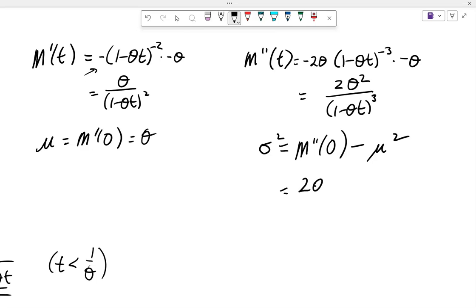Two theta squared, good. The mean was theta, so we get theta squared, and we just end up with theta squared when we're done. All right. So for exponential distribution, the mean is theta, the variance is theta squared. A little bit different than what we had for Poisson, right? For Poisson, what was the mean and the variance for both? What was both the mean and the variance equal to? Lambda, right? So it's a little bit different for exponential, even though they're related with the Poisson process.